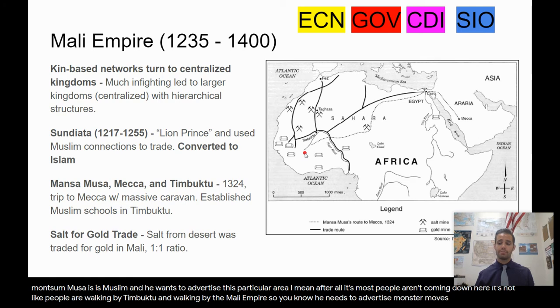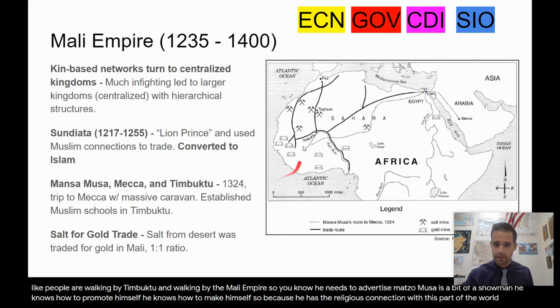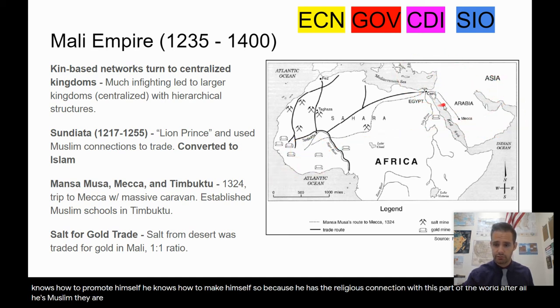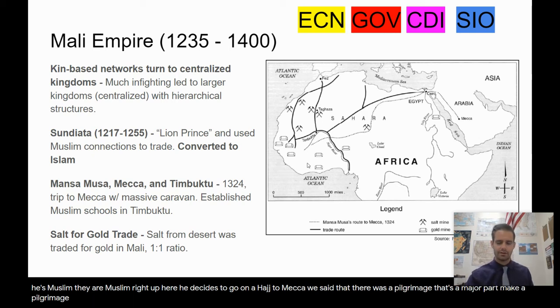Mansa Musa is a bit of a showman. He knows how to promote himself. He knows how to make himself and his country known. And so, because he has the religious connection with this part of the world, after all, he's Muslim, they are Muslim right up here, he decides to go on a Hajj to Mecca. We said that that was a pilgrimage. That's a major part of the 5 pillars of Islam, to make a pilgrimage to Mecca. Of course, Mansa Musa is going to do this.